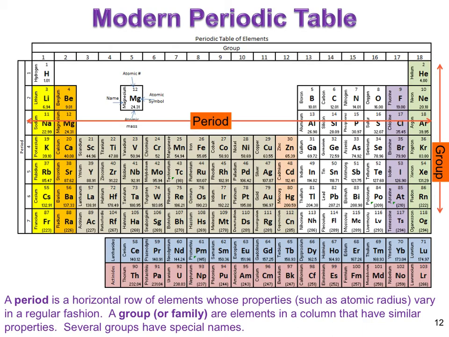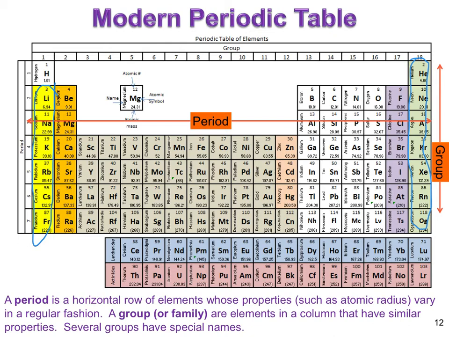For example, group 1, over here, these yellow colored elements are called the alkali metals. They have similar properties to each other. Way over here on the right-hand side are the noble gases, which again have a particular set of properties as noble gases. Other groups have particular names that we will look at shortly.